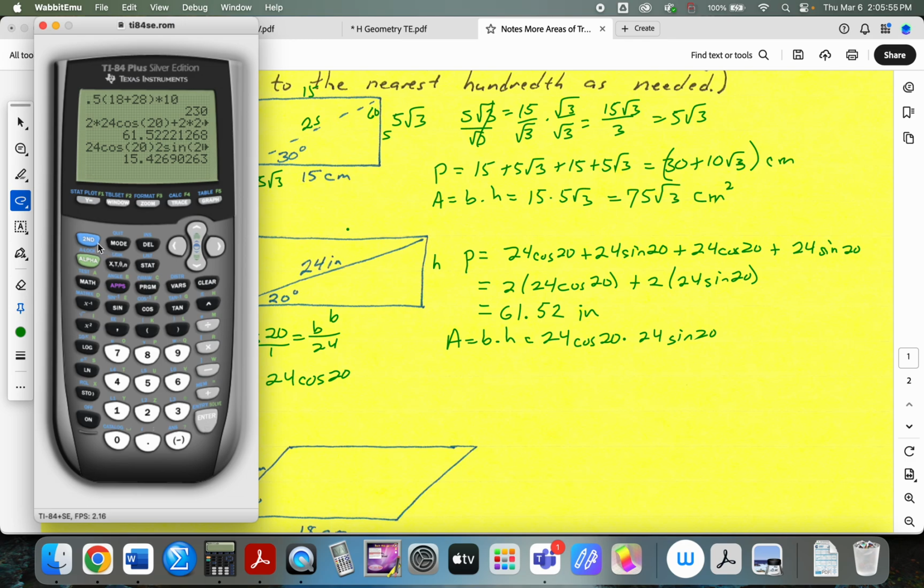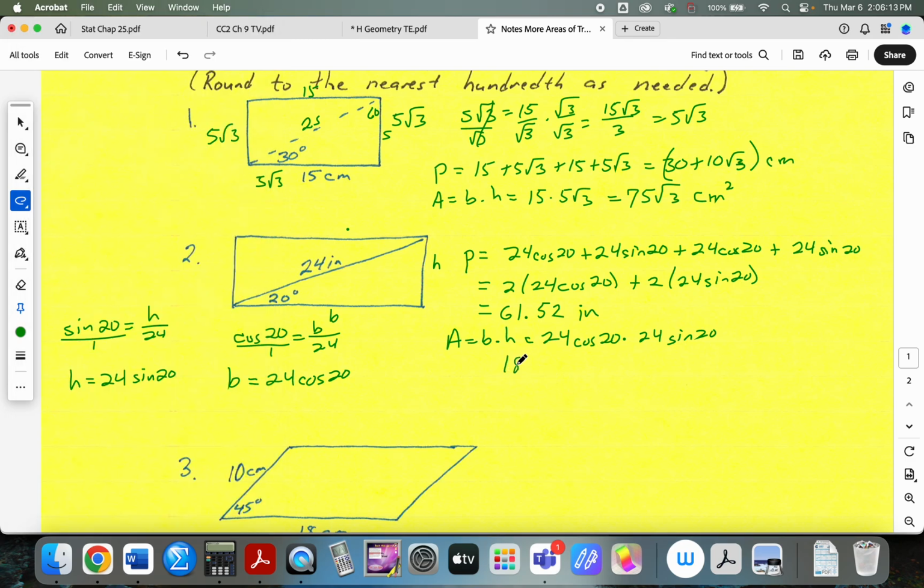Did I miss a 4? Thank you. So it's about 185.12 square inches.